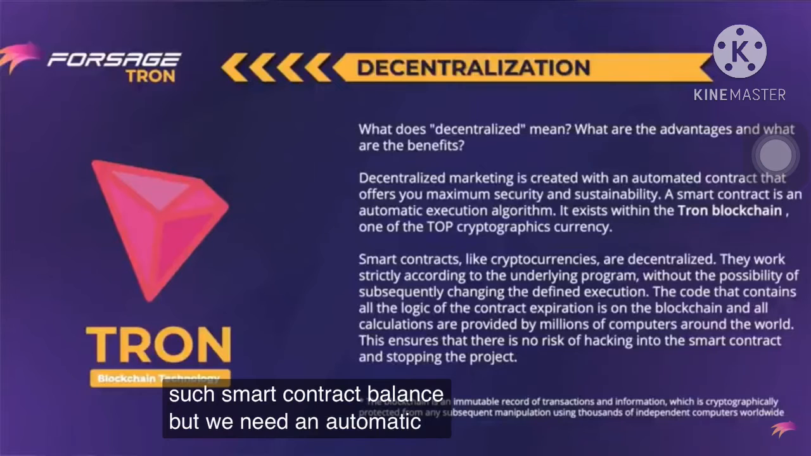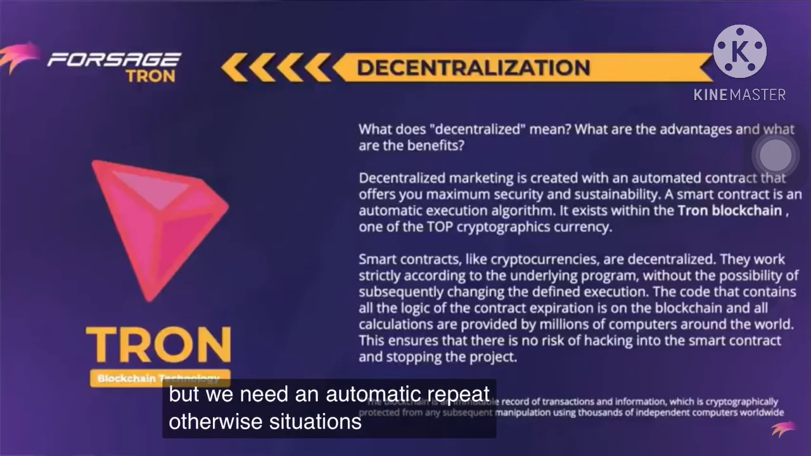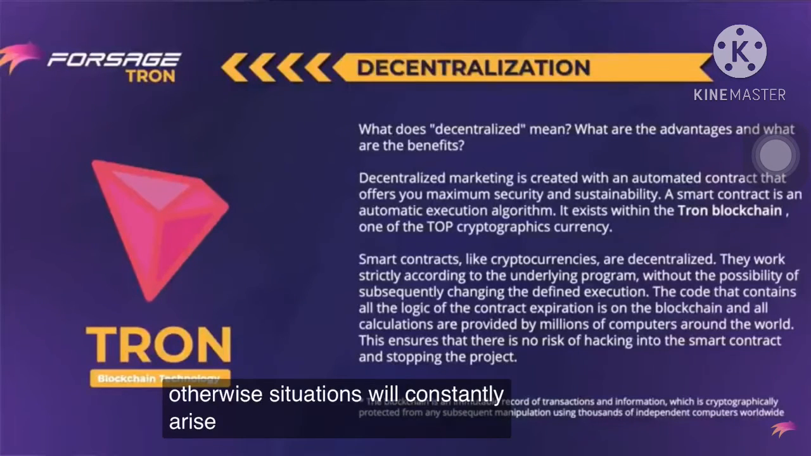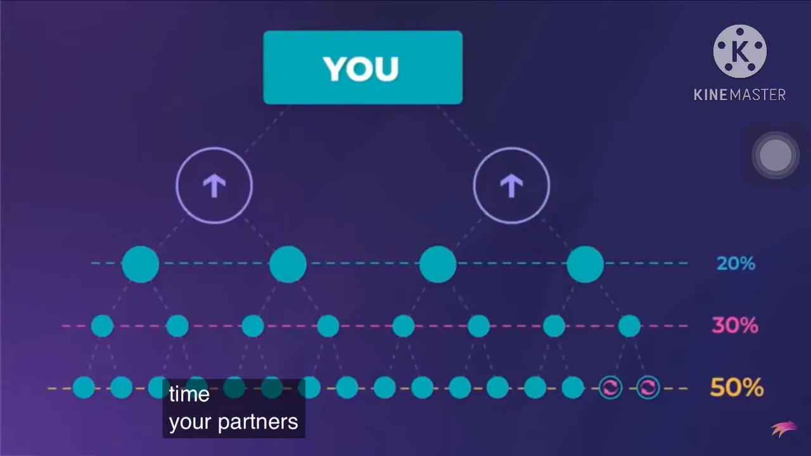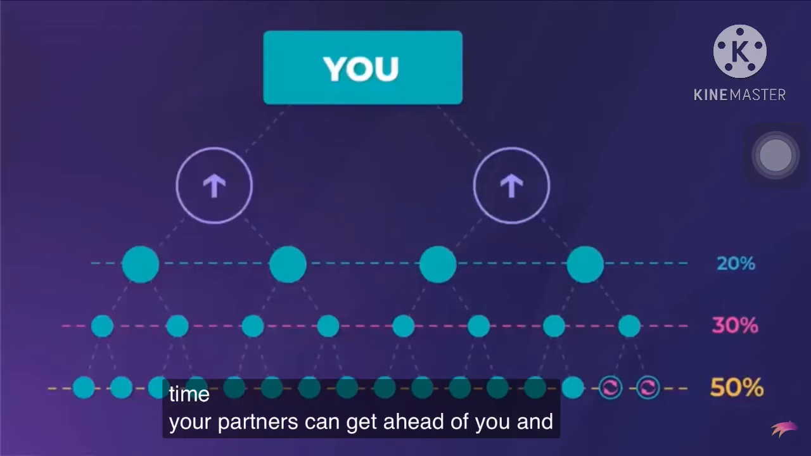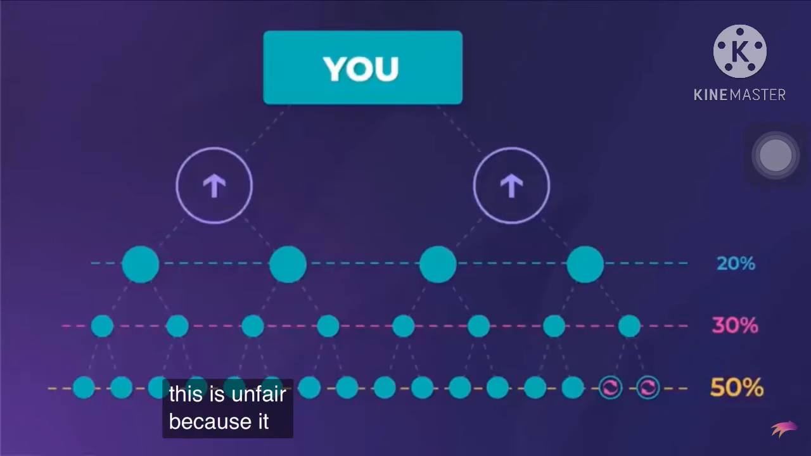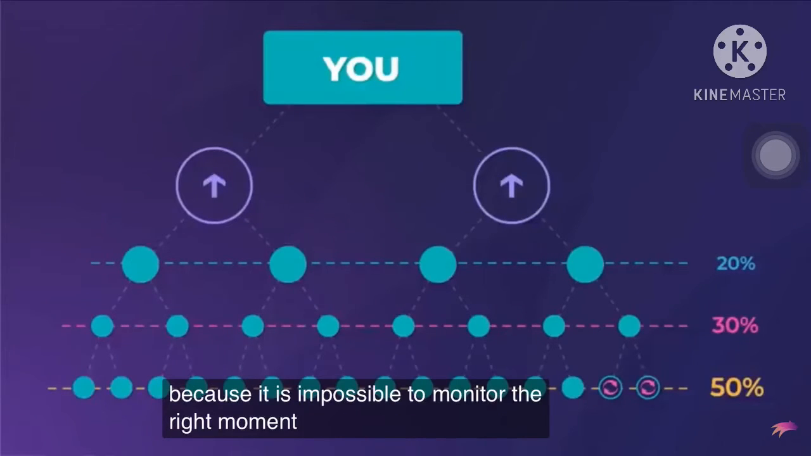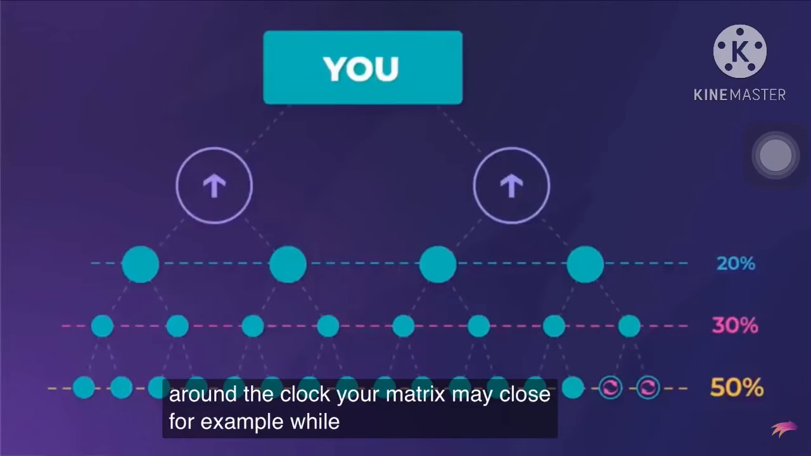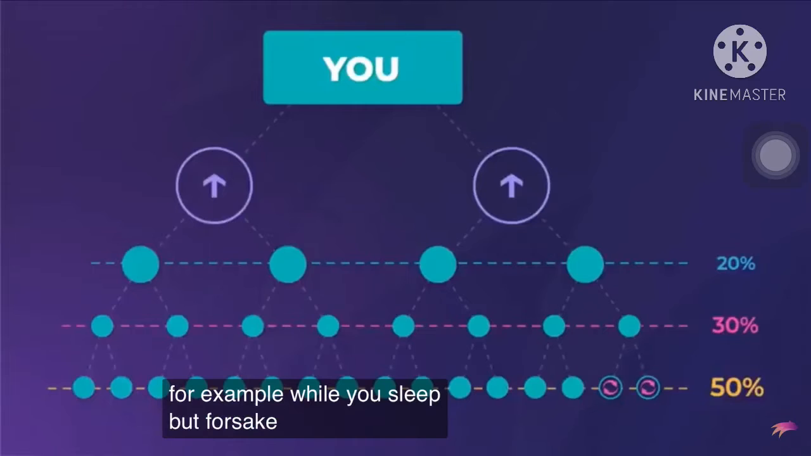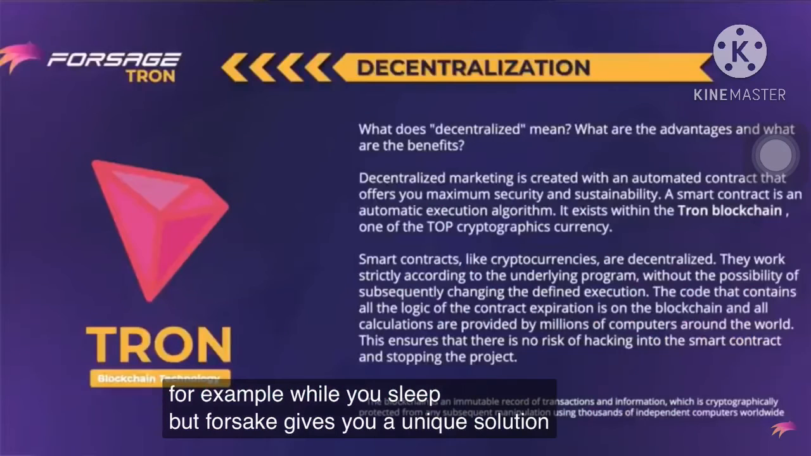But we need an automatic repeat. Otherwise, situations will constantly arise when you do not have time to pay the repeat in time. Your partners can get ahead of you. And this is unfair, because it is impossible to monitor the right moment around the clock. Your matrix may close, for example, while you sleep. But Forsage gives you a unique solution.